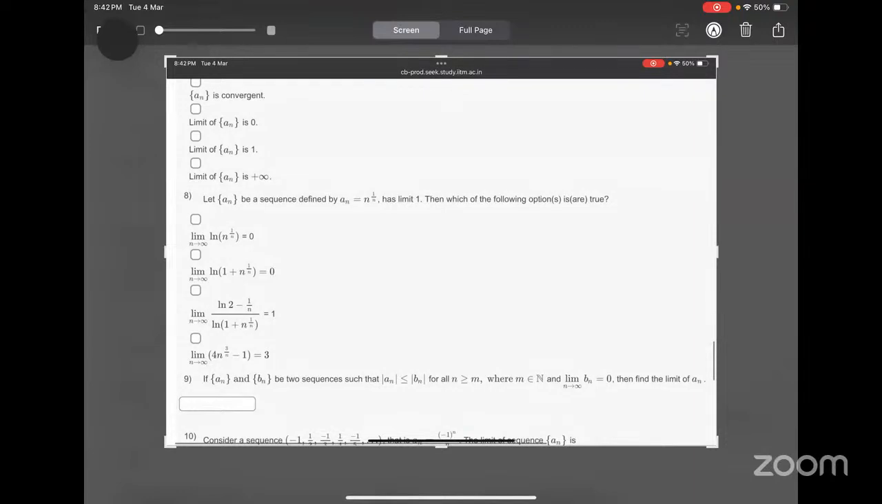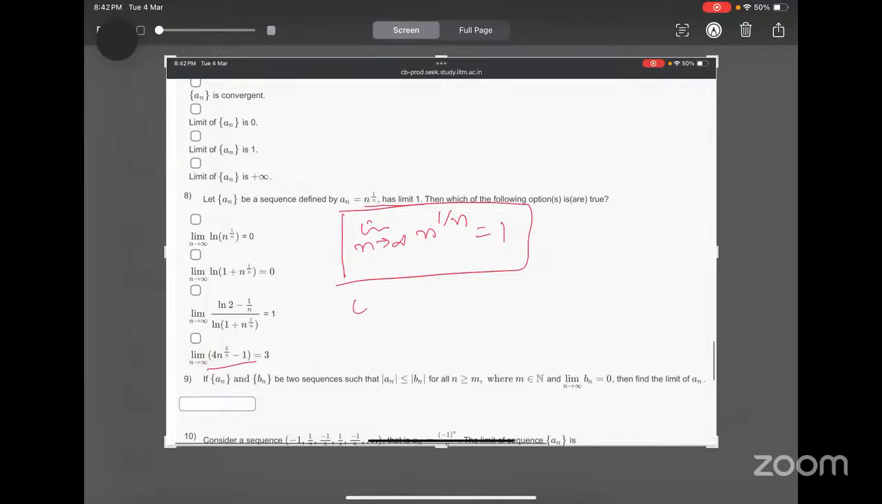Okay. So we have n power 1 over n has limit 1. That means limit n tending to infinity, n power 1 over n equals 1. That is what we already have, right? Now we have to calculate it using this. So we will use the constant multiplication and power formulas, and we will arrive.